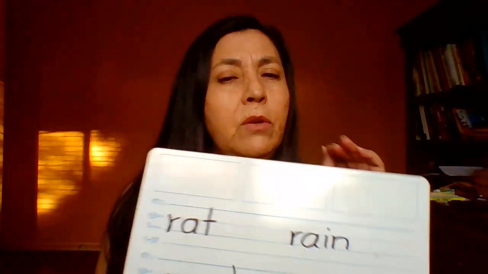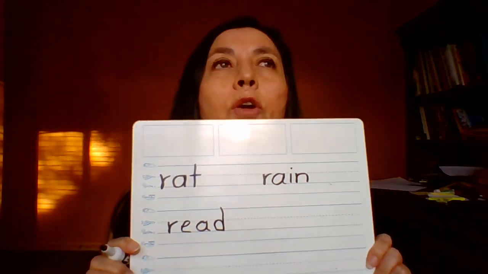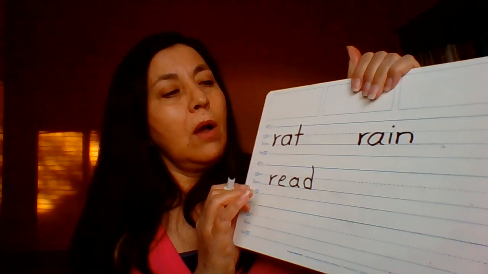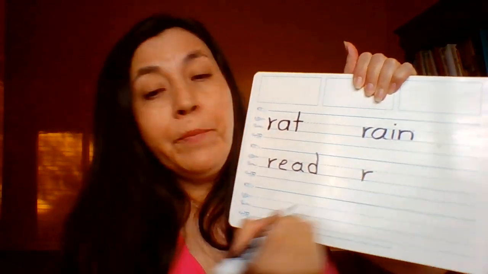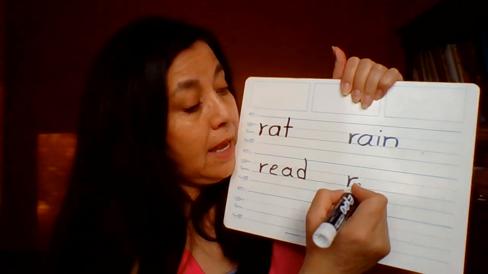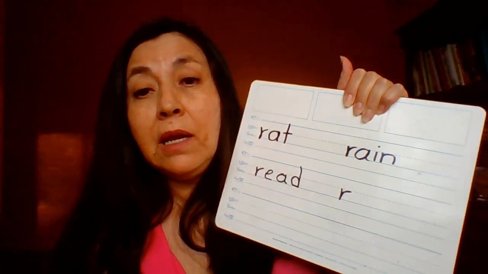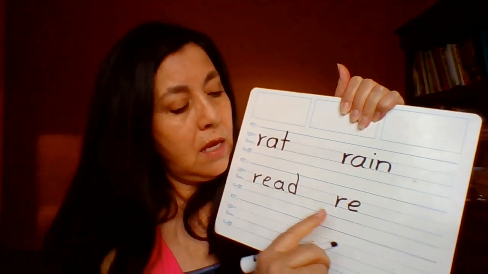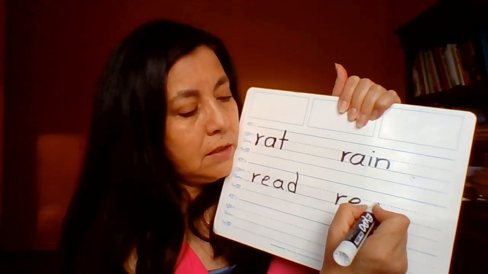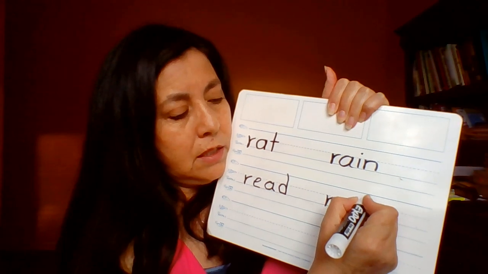Can you think of another word that begins with the letter R? Red. What letter do I write? E, because it has two sounds. E. Red. Letter D. Red.